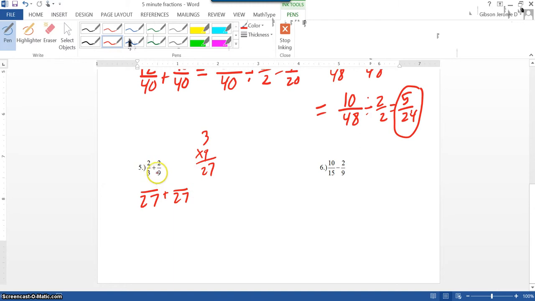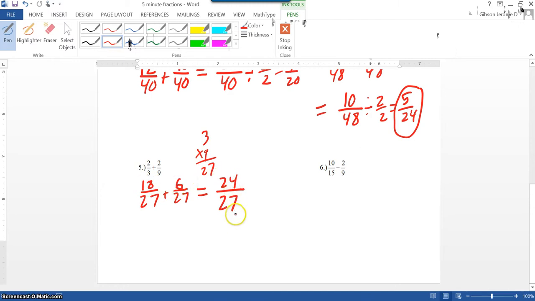So since our denominators change, that means our numerators must change. So we would cross multiply. 2 times 9 is 18. That would give us our first. And 3 times 2 is 6. That would give us our second. So now we would add them together. First you would carry over your denominator. And then we would add 18 plus 6 is 24.